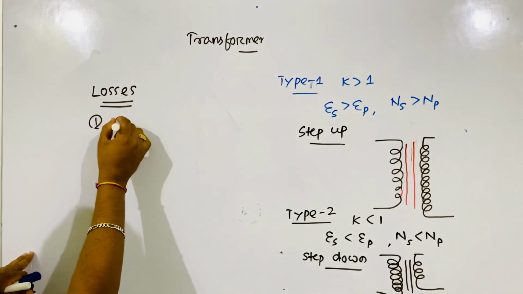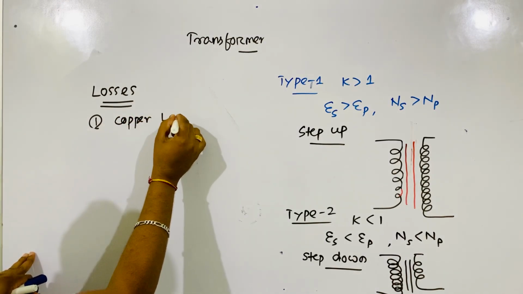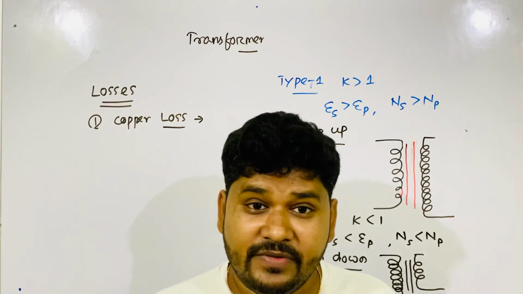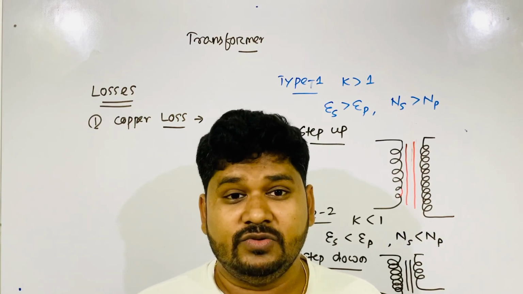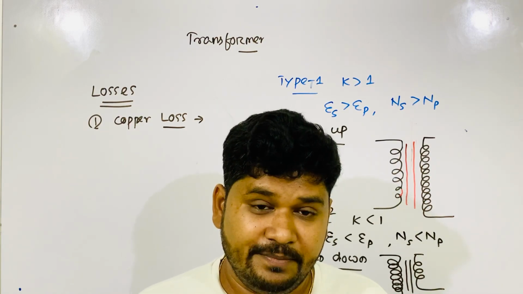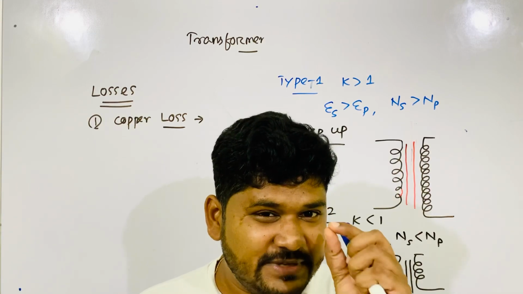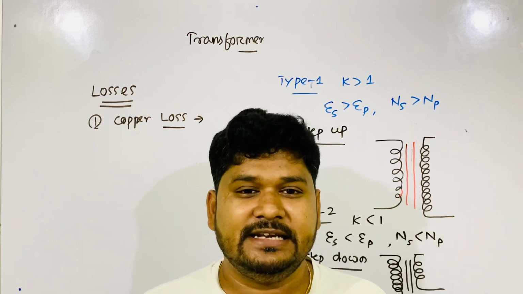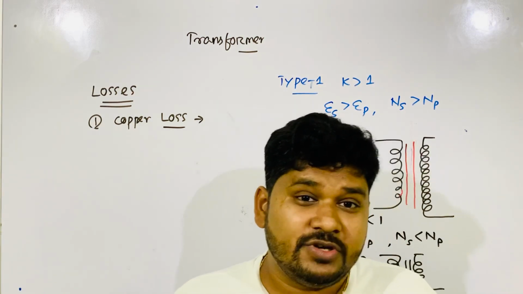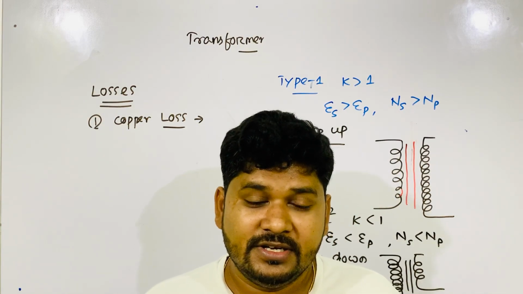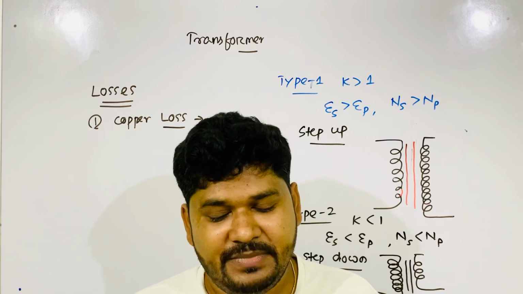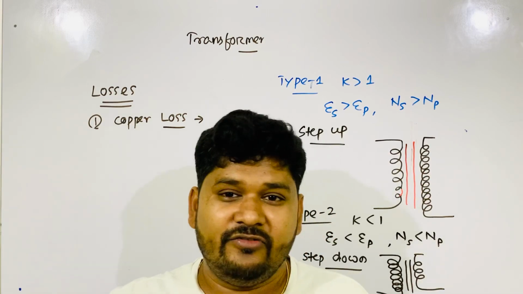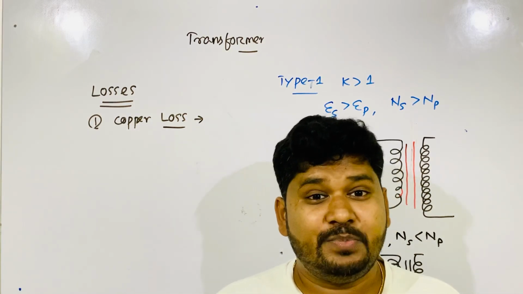First let's come to copper loss. What is this loss? The coils are made up of copper. When current passes through the copper coil, copper may be a good conductor, but still some resistance is there. So due to that, heat generates. The transformer is always used 24/7, so always heat is generated there. Some heat must generate, and our electric energy is lost in the form of heat. So that is copper loss.